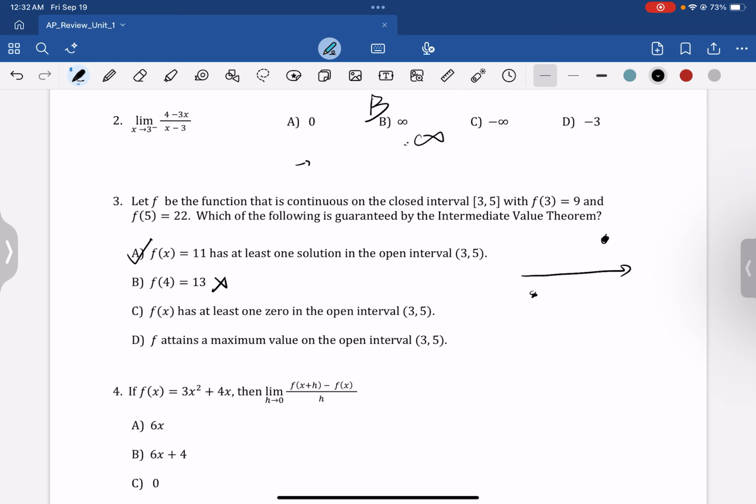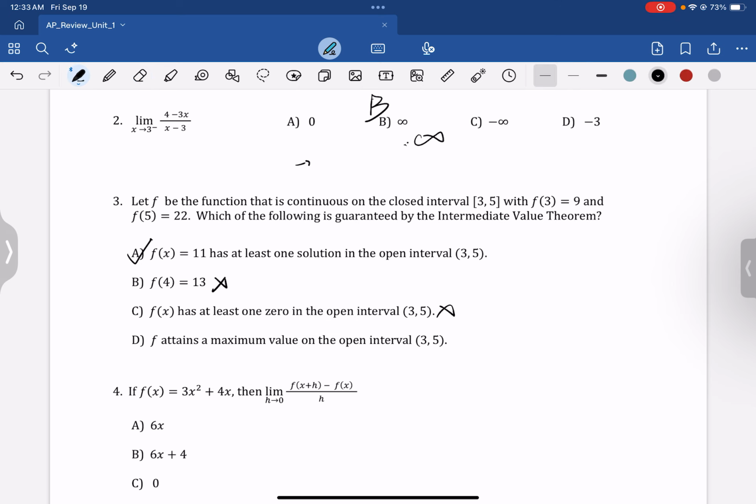So basically the function goes continuously, so whatever it does, it has to go through the x-axis, which means there must be a zero. But for this one, f of 3 and f of 5 are both positive. They're always positive, so there's probably a possible zero, but you cannot be pretty sure. So this one, at least one zero, is incorrect. So we cancel it out.